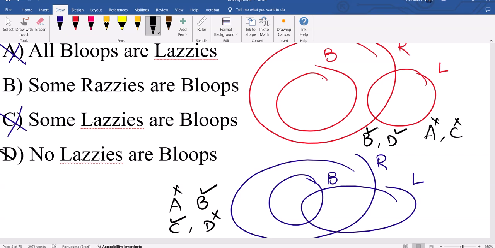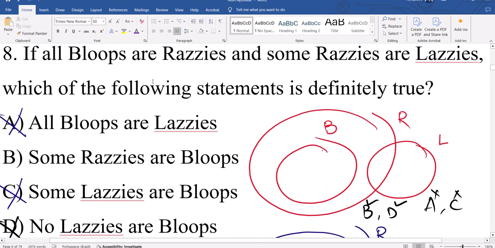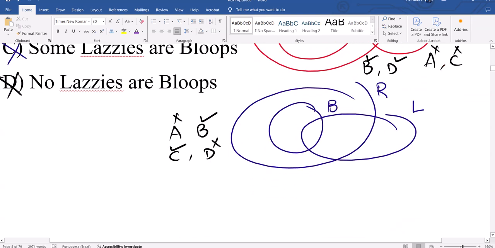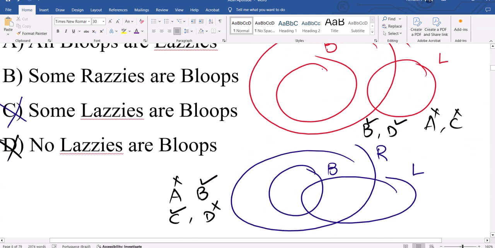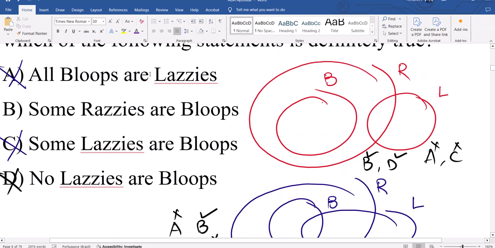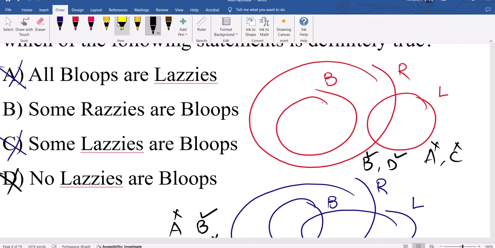So D eliminated. They gave only 4 options. One among them must be true, right? There is no other option. They didn't mention none follows, nothing like that. Now, with these two diagrams, one thing left over finally is B. So we can go with option B.